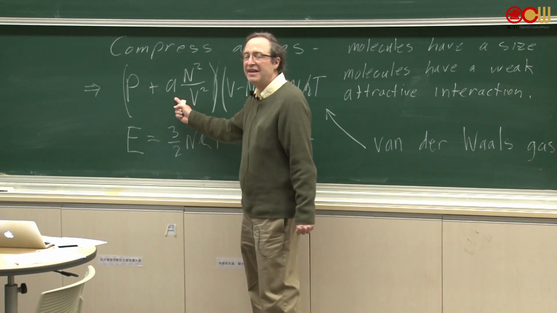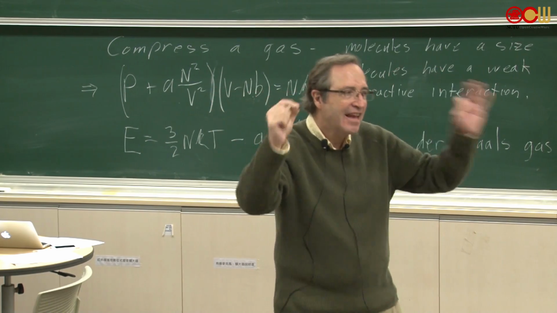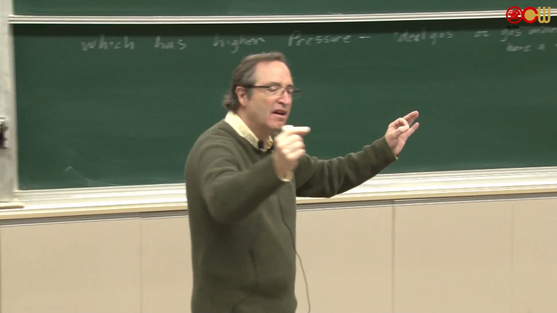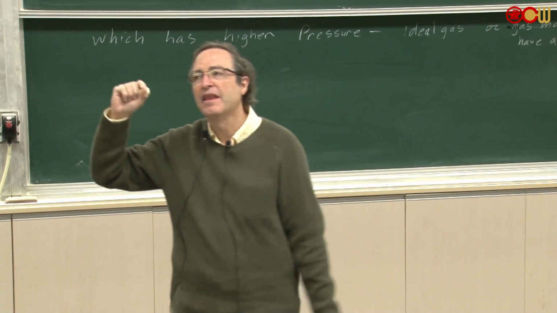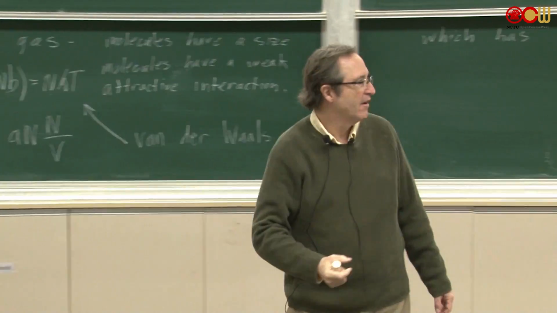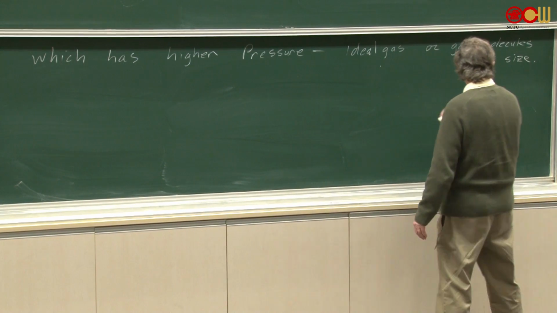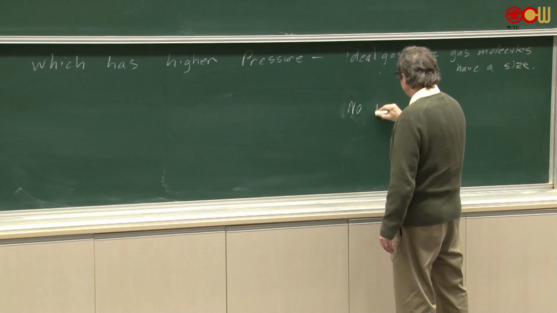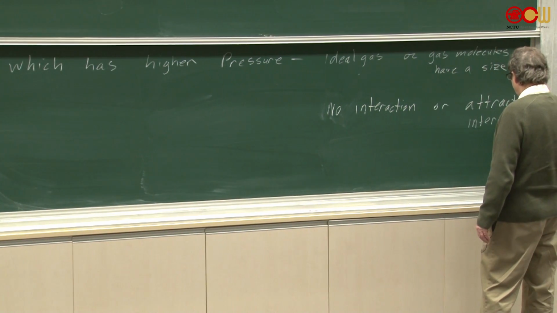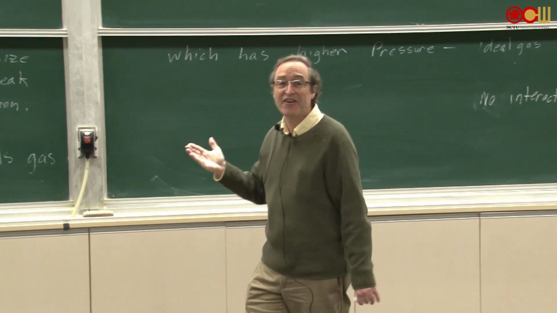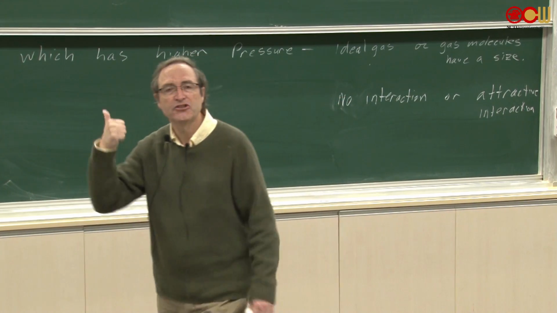What if we turn on the interaction? So the two gases have the same size, same number of particles, same volume, but one gas has an interaction, the attractive interaction, and the other does not. All right? So we want to look at, does the ideal gas, with no interaction, or the gas with attractive interaction have a higher pressure? All right, so think about it. Well, the answer is, with no interaction, the pressure is up.